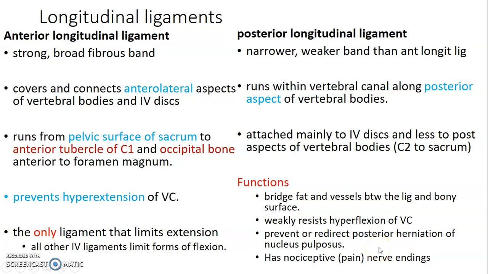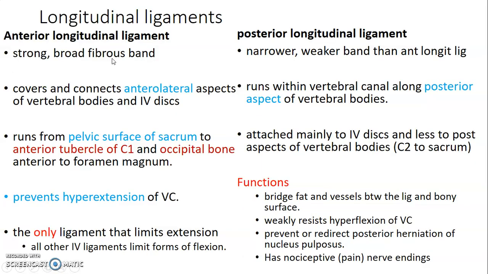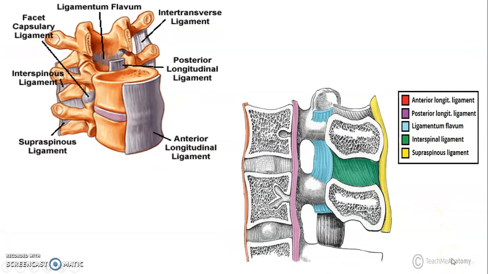It also contains pain fibers. So if you have, this is the posterior longitudinal ligament, this is your IV disc. If the IV disc is to herniate posteriorly, the posterior longitudinal ligament prevents that herniation directly posteriorly. And then you can see that, unlike the anterior longitudinal ligament that prevents hyperextension, this one is able to prevent hyperflexion of the vertebral column. Okay, and then it contains pain nerve endings.